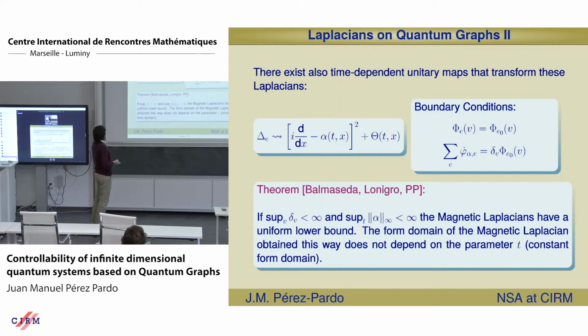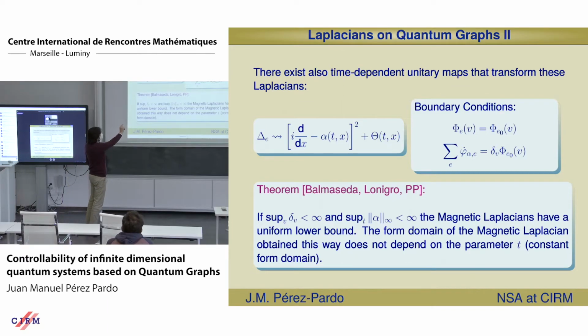strength at the vertex. So one first result that one can show on these graphs is that if all these values of the strength of the parameter delta are bounded, and the magnetic potentials that one gets as a result of the transformation are also bounded, then this family of magnetic Laplacians have uniform lower bounds on one side, and also one can prove that the form domain of this magnetic Laplacian is constant and does not depend on t, right?